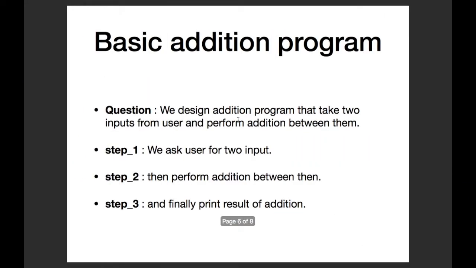So let's take a problem. We design an addition program that takes two inputs from the user and performs addition between them. Remember one thing, whenever you solve a problem, you have to design the way in which you are going to solve it. So we design a way in 3 steps. First, we are going to ask the user for input, then we are going to perform addition between them, and then finally print the result.